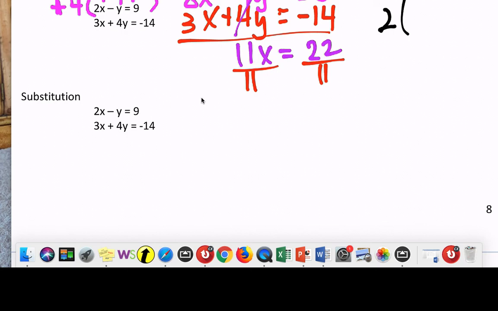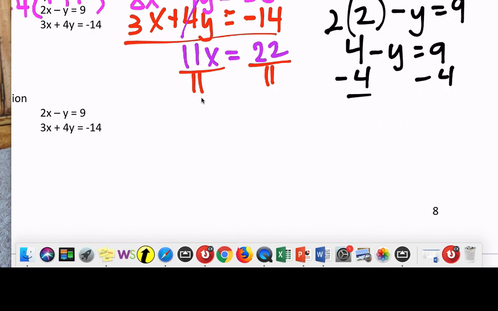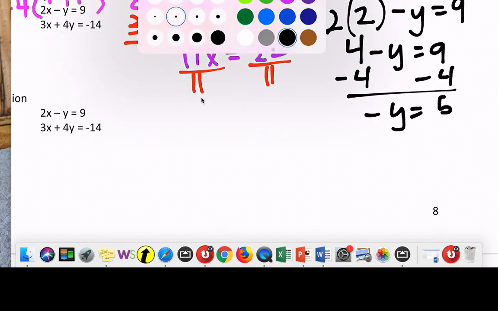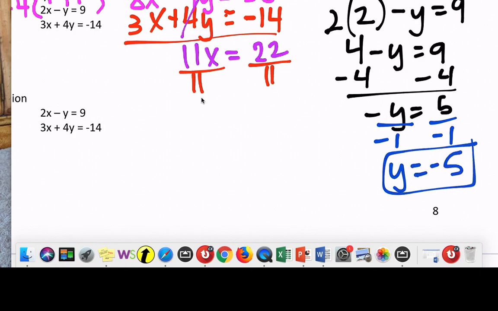Let's change that. So 2x, which x is 2, so 2 times 2 minus y equals 9. And then we solve for y. 4 minus y equals 9. A few different ways you can solve this. I would subtract 4 from each side. Negative y equals 5. Let's divide each side by negative 1. So we have y equals negative 5. Okay, so we found the point of intersection. These two lines cross at (2, negative 5).